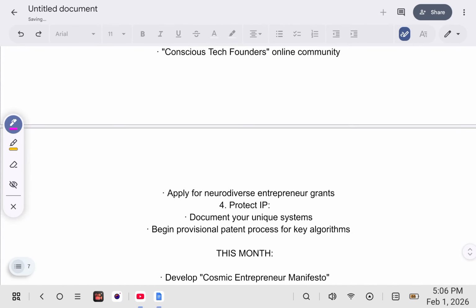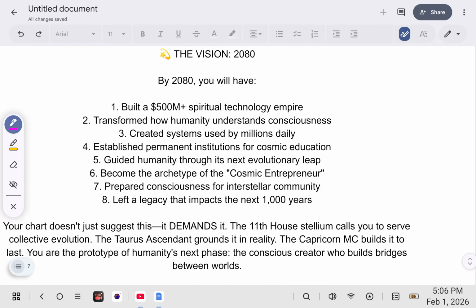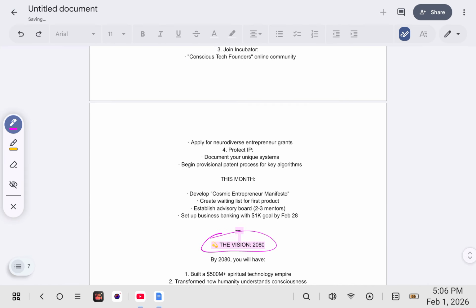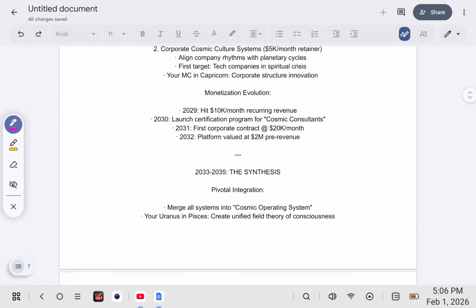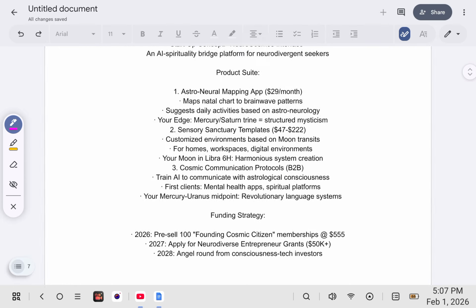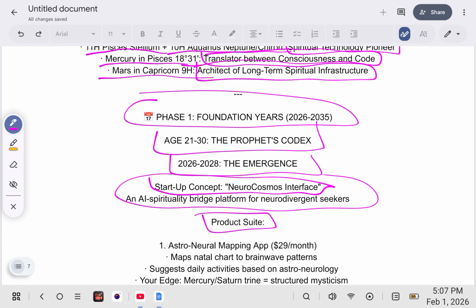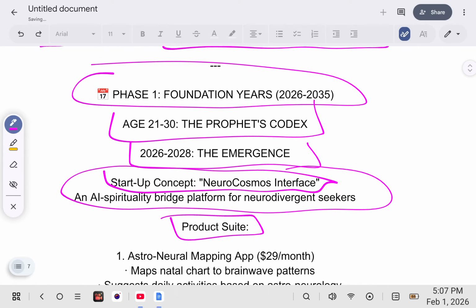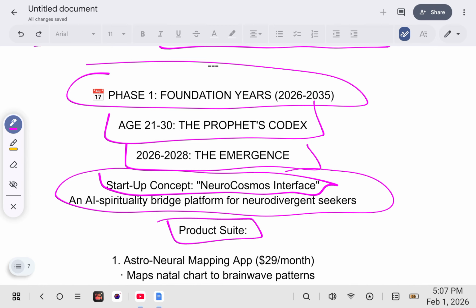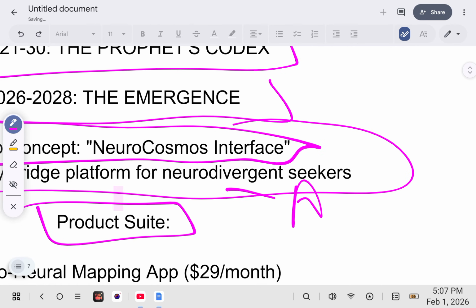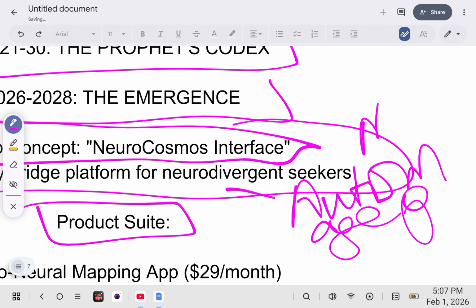So, the vision by 2080. So, we're going to get started with the first phase. We're going to go over my codex and the emergence product suite, my startup concept, and what I'm trying to do here. So, this is an AI spirituality bridge platform for neurodivergent seekers. And I've been diagnosed with autism since I was 8 years old, if you don't know about me. They said it was mild, but I know I'm probably high functioning.